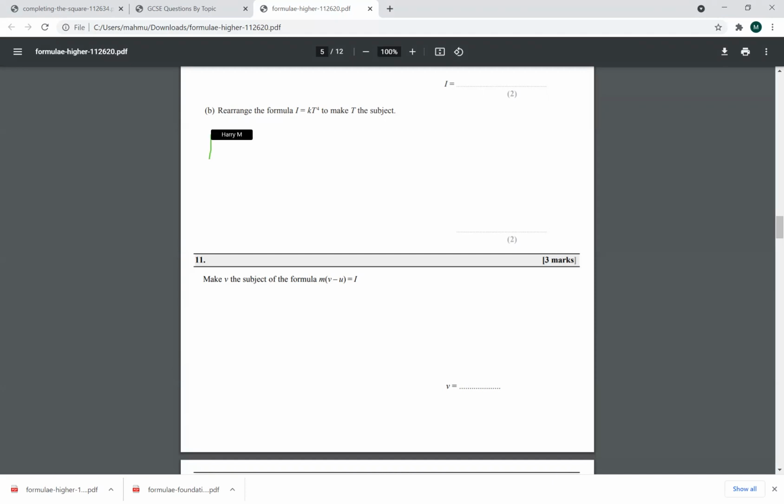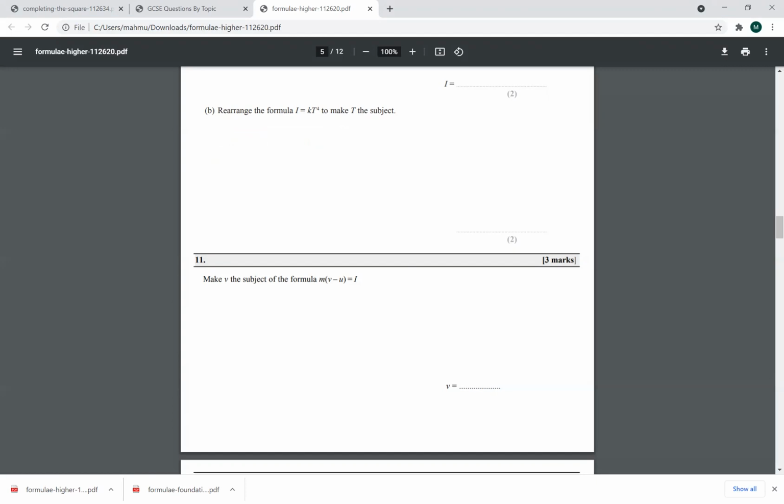Would k... t to the power of 4 to the power of minus 4? No, you don't do this here. That's the power of 4, so it's like you're square rooting it twice. But first separate the K. First separate the K and just have T to the power of 4 on its own. So how will you do that?